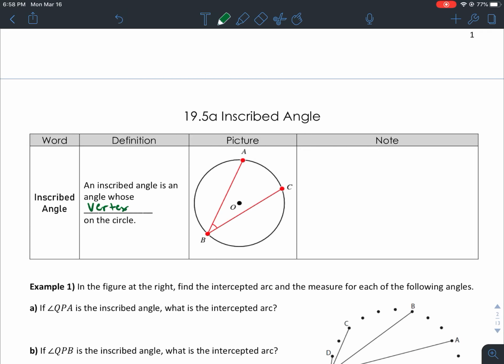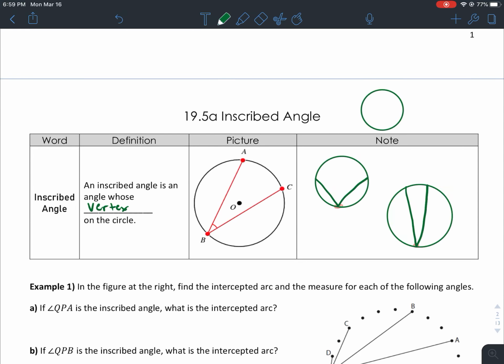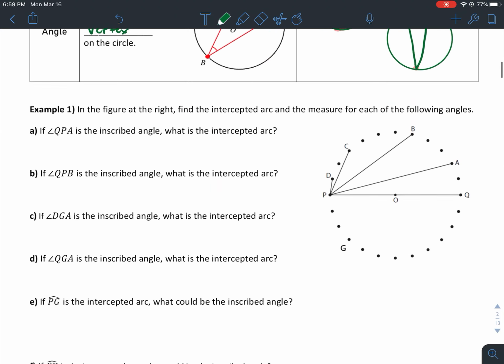So if we were trying to give an example, I'll give you some more pictures of what an inscribed angle might look like. So this might be an example of an inscribed angle. This might be an example of an inscribed angle. So for all of these, you have a vertex that touches the outside of the circle. Now, previously we learned about central angles, and I'm going to draw that up here so you don't get confused. A central angle was an angle whose vertex was at the center of the circle. So it looked something like this.